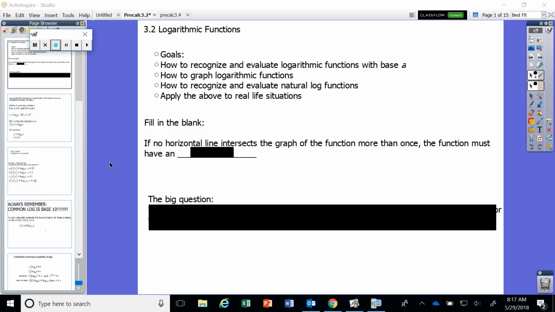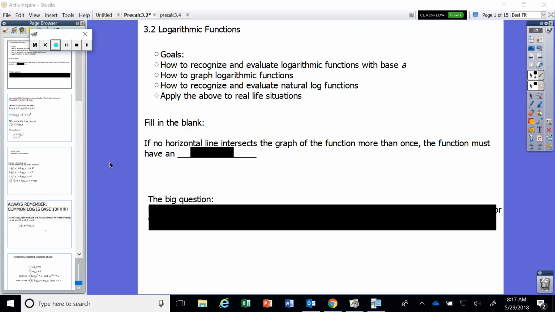So the goals of this section are to recognize and evaluate logarithmic functions with base a. We're going to look at how to graph some log functions. We're going to recognize and evaluate natural log functions, and then we're going to apply them to some real-life situations. Now, that's for the whole section.